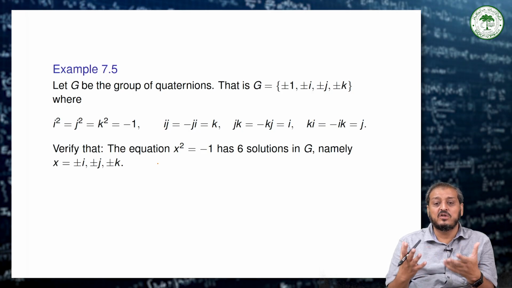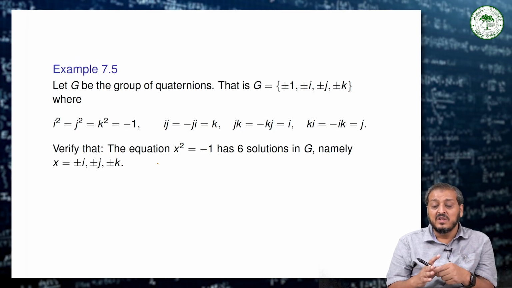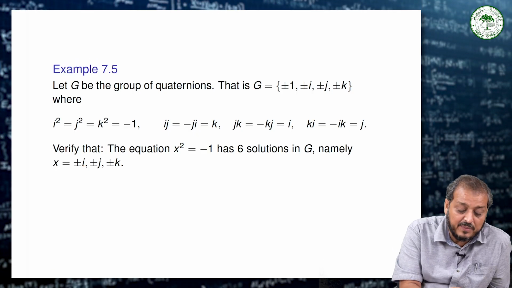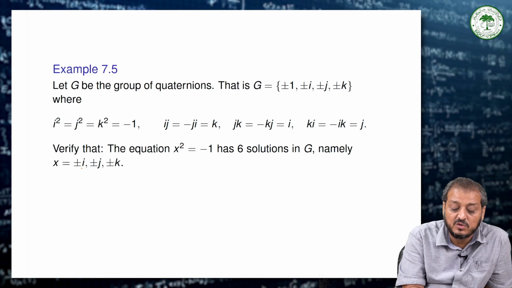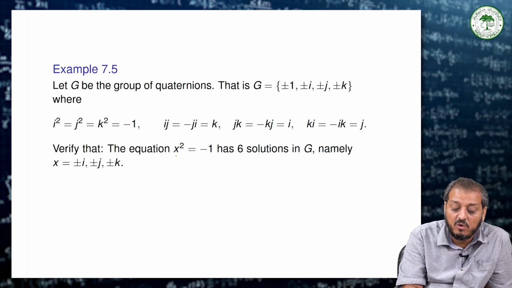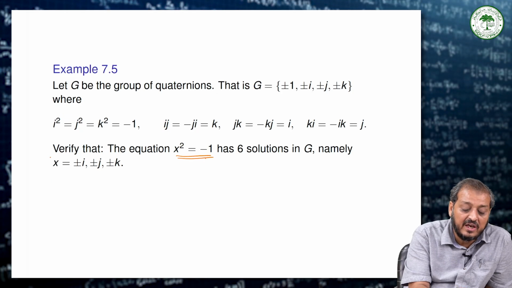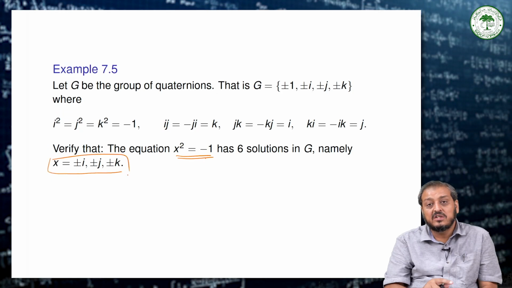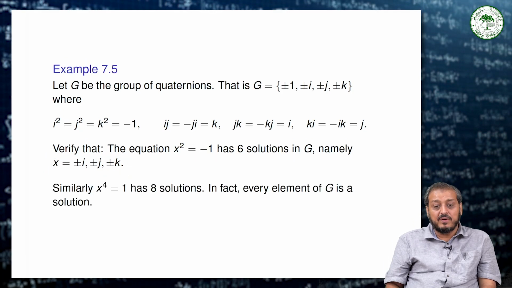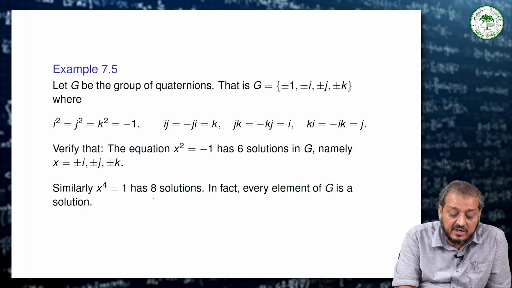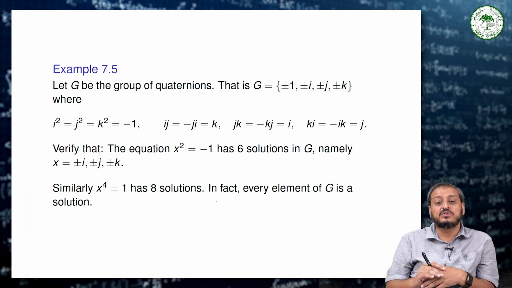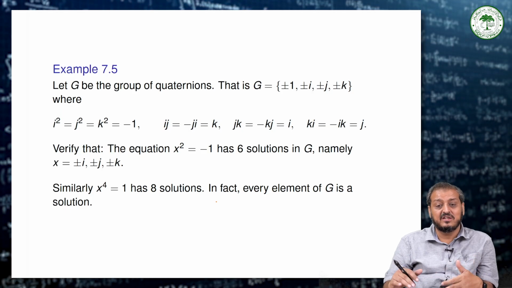Suppose x square is equal to -1. Then it has 6 solutions, namely x is equal to plus or minus i, since i square is equal to -1 and minus i square is equal to -1, and j square and k square all satisfy this equation. So we have a total of 6 solutions. Similarly, if we take x to the power 4 is equal to identity, then we have 8 solutions. In fact, every element of G is a solution.